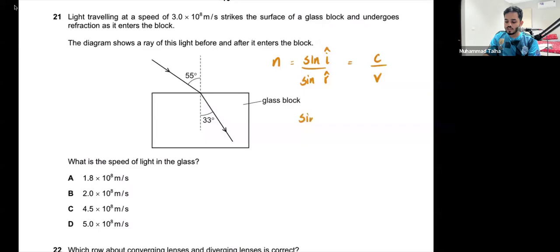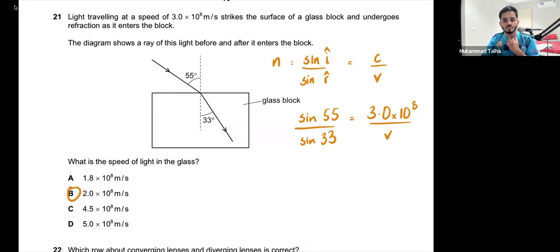So sin i is sin 55. Again, I'm taking the angle in air despite what I've written, and sin 33. And just to double check, both of these angles are with the normal, so nothing I need to do here. This is 3.0 × 10^8, and this is v. So on my calculator, I do sin 55 over sin 33 first, and then I do 3 × 10^8 divided by this value, which is almost 2 × 10^8, correct to 2 SF, right? So that's this.